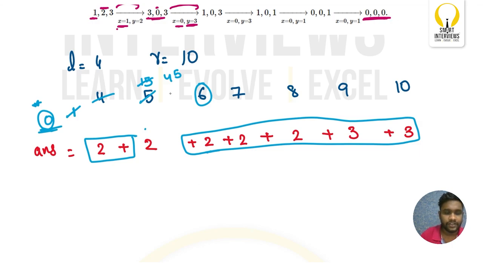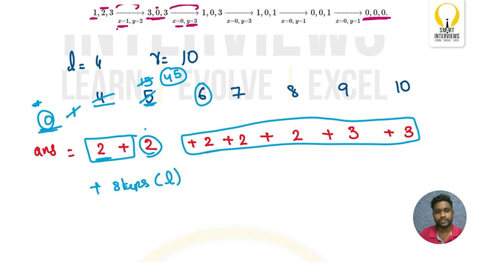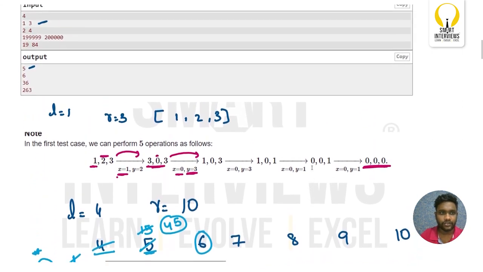What are those extra steps? First of all, converting 5, we already calculated that it requires two steps. But how many extra steps are there to take the value of 45 to 5? It is quite simple, right? It is exactly the same as the number of steps it took us to make the L value 0. So we can simply do the steps for L to make it 0. So this would be our answer. Right, this would be our answer. Okay, so this is the logic for our question.